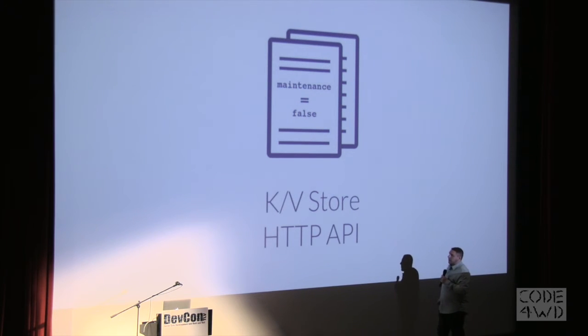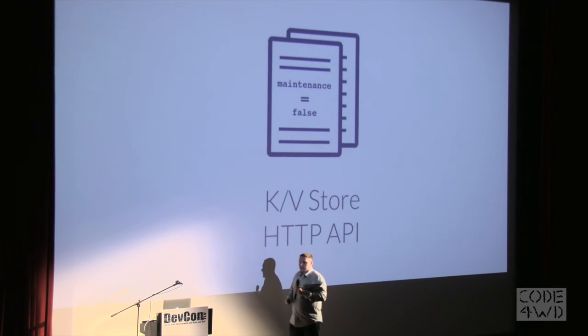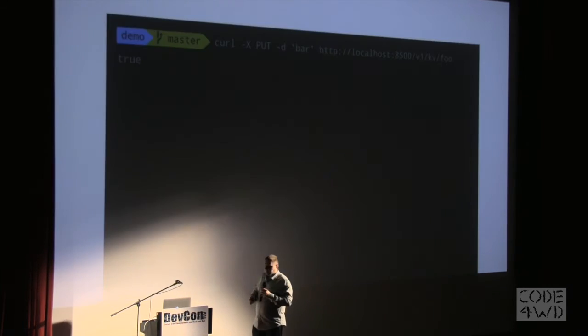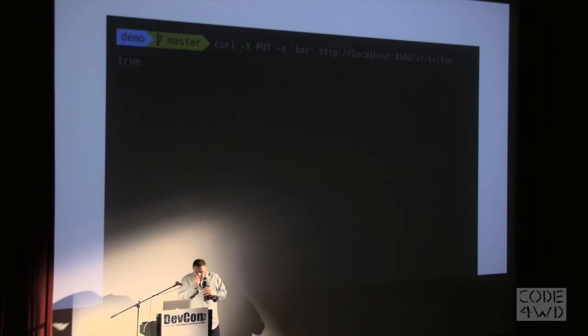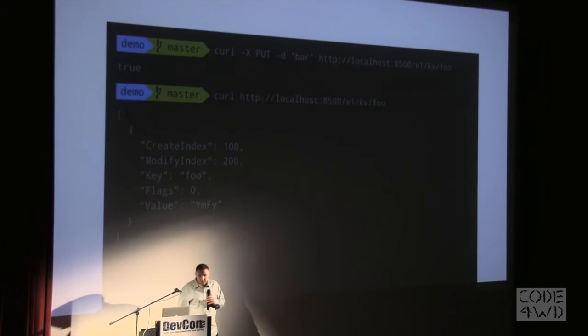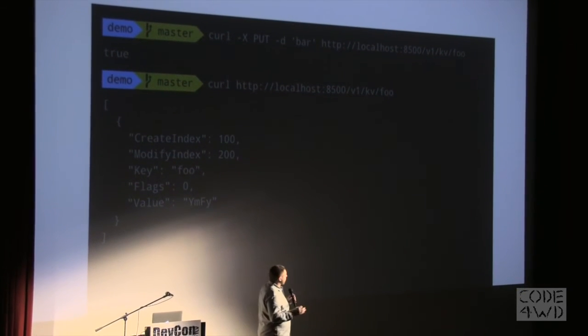And then the last component is the distributed key value store. The distributed key value store is only available via the HTTP API, so there's no DNS interface for it. But it looks like this. This is a simple curl command to create a key. I'm creating a key named foo, and I'm setting the data equal to bar. And we can get that data back out. So it's very straightforward, very simple.